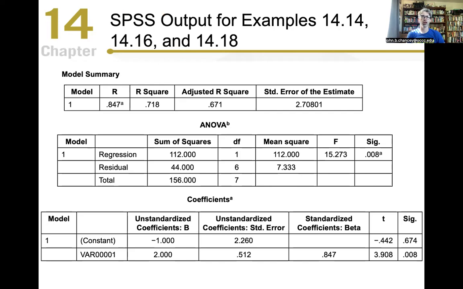Here is the output for your linear regression. We have an R of 0.847, that's our correlation, and R squared of 0.718. Here's the model of our regression, our sum of squares and residuals, degrees of freedom, mean squares, and then our F value. This also tells us whether our F value, or our regression equation, is statistically significant. And then you have your regression coefficients for our different variables over here. Again, we can look at whether or not they're significant.